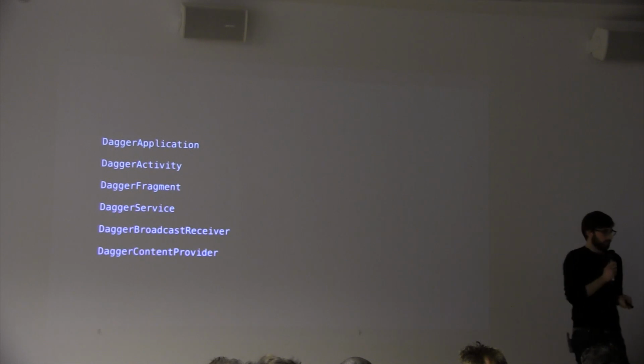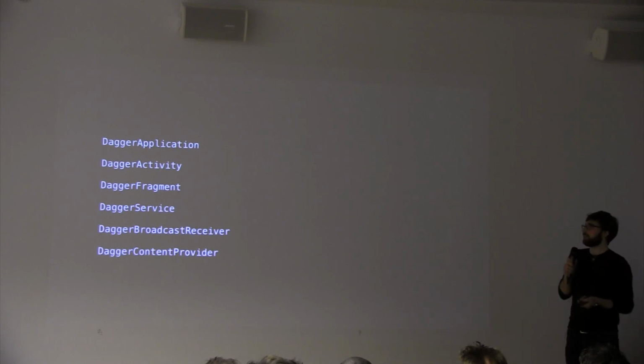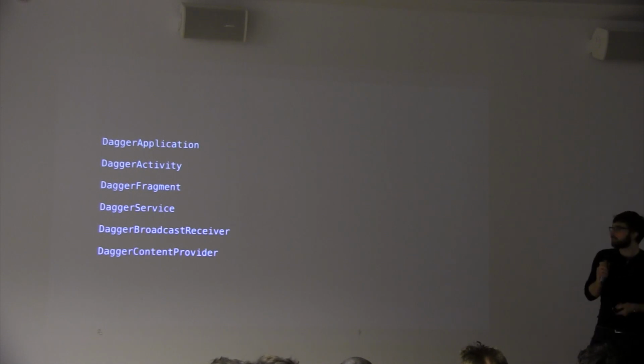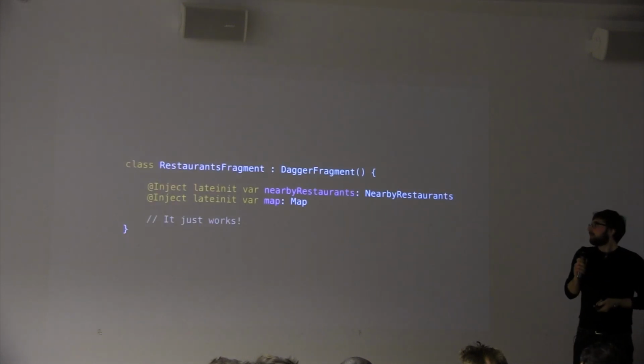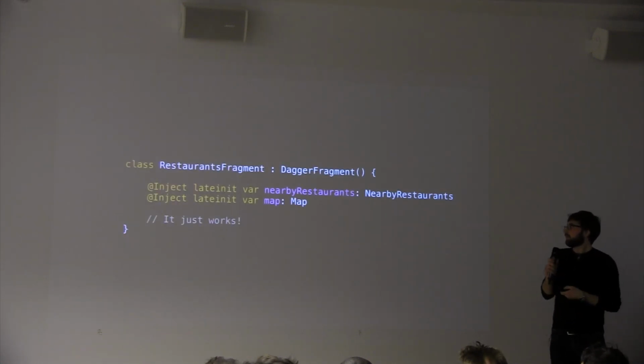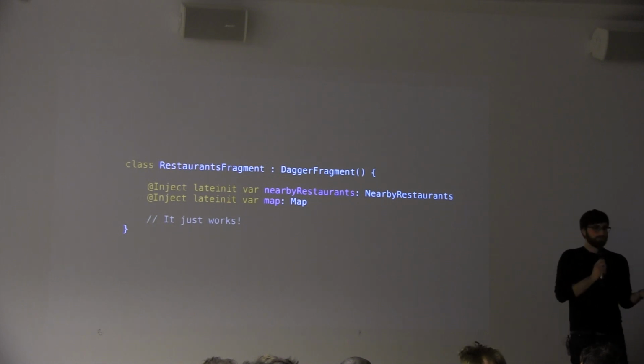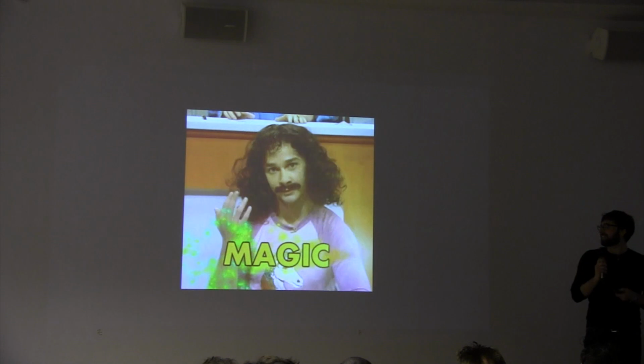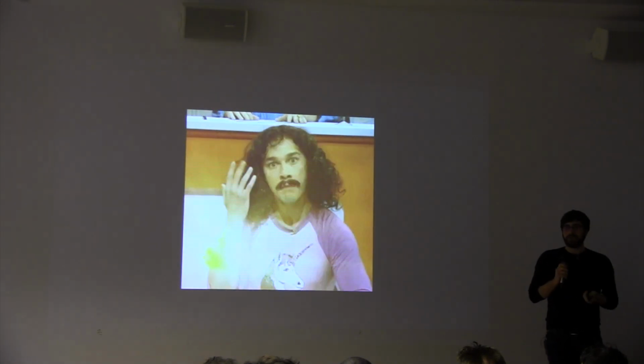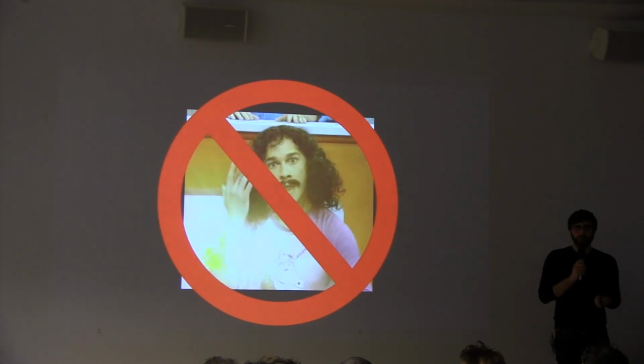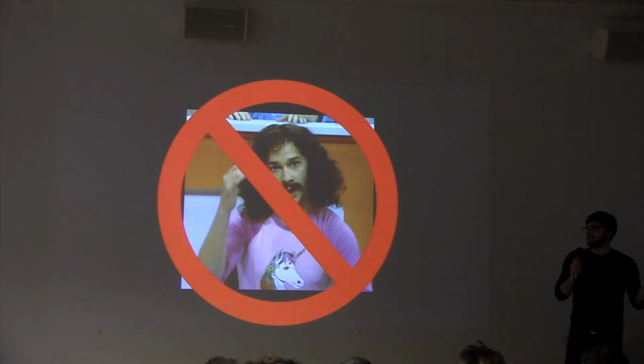So to do the injection, the easiest way is to just make your base classes extend from these classes that Dagger provides. And you've got one for fragment, you've also got service, broadcast receiver, content provider. And if you do that and annotate your fields with inject, everything just works. Love this GIF. But we don't usually want things that are just magic, and it isn't actually just magic.